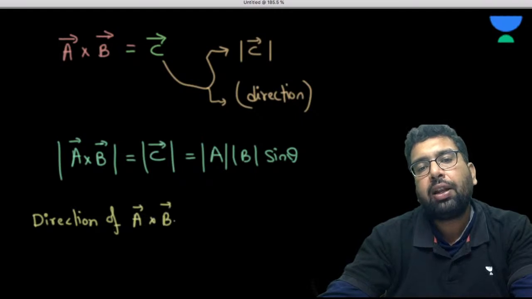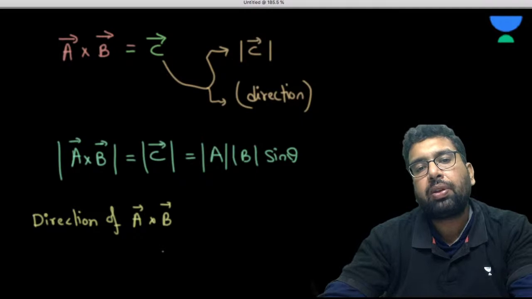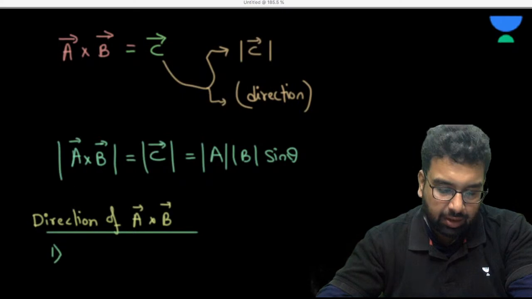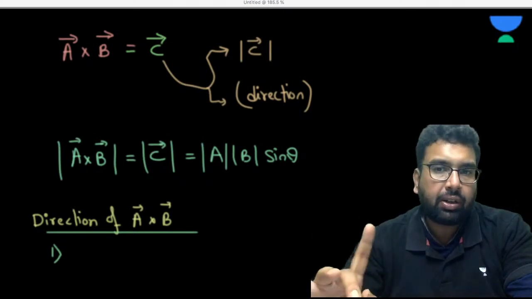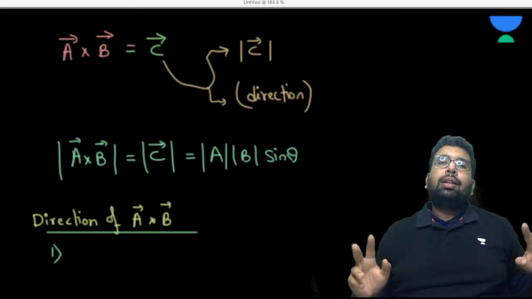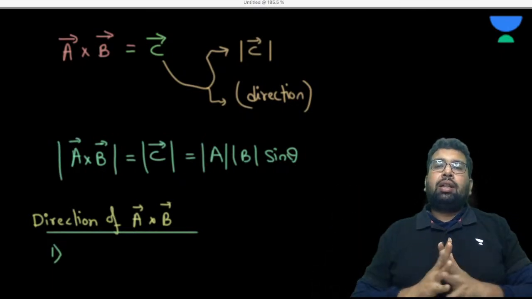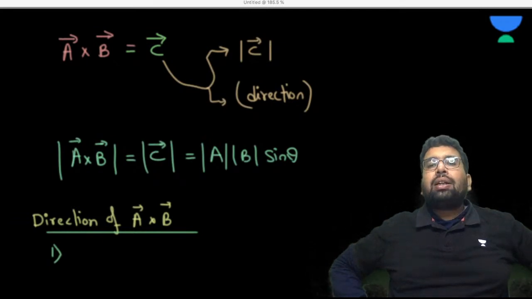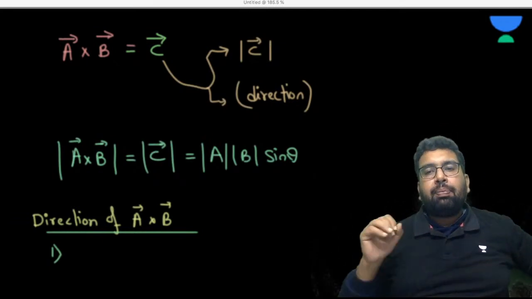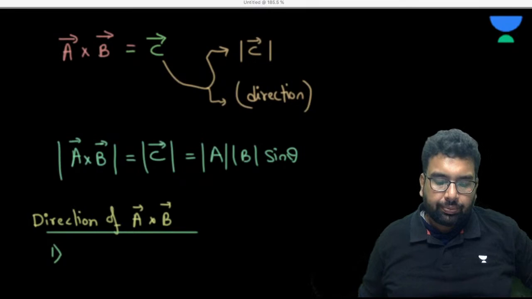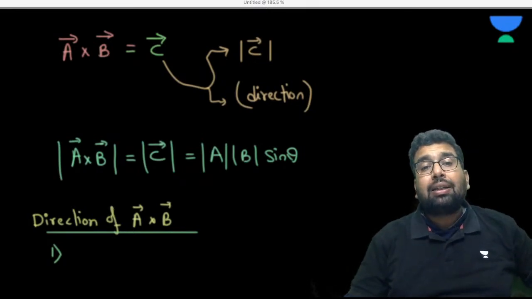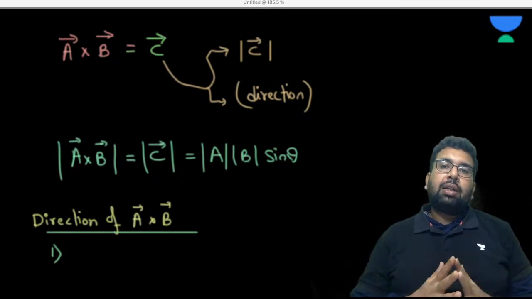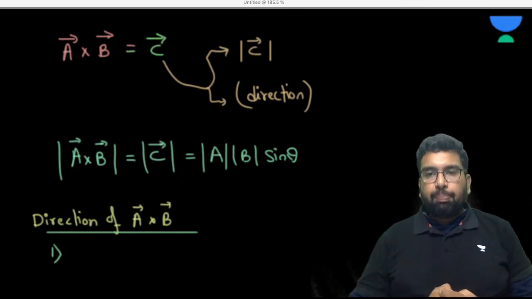Very, very carefully. So, I'll give you some information about it first of all. The first information is, now remember when I started with the vectors, I told you that whenever there are two vectors, they are always in a plane, isn't it? Two vectors are always in the same plane. Do you remember it?